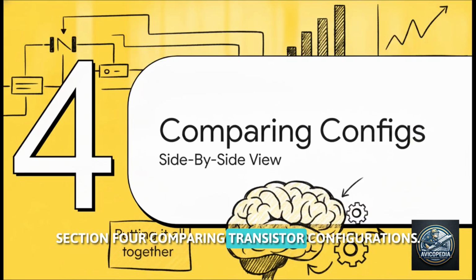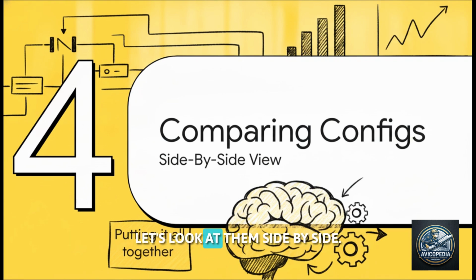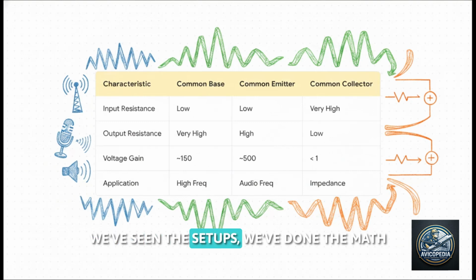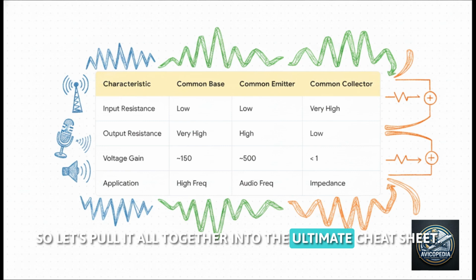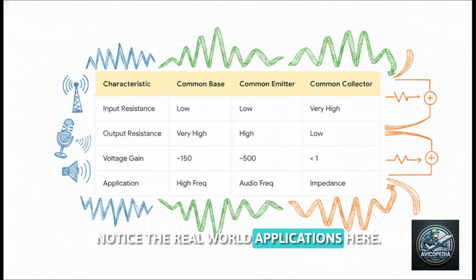Section 4, comparing transistor configurations. Let's look at them side by side. We've seen the setups, we've done the math, and we've checked the graphs. So let's pull it all together into the ultimate cheat sheet. Notice the real-world applications here.